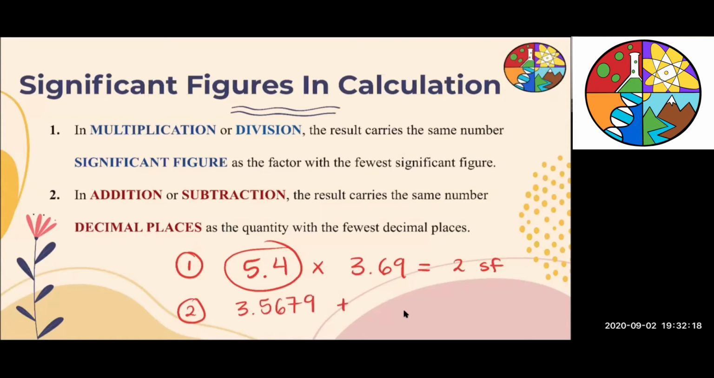3.5679 plus 45.1. What you'll do is go to the first decimal place, so you'll go x point x. So you go to this decimal place and not all the way to the 4th decimal place after.